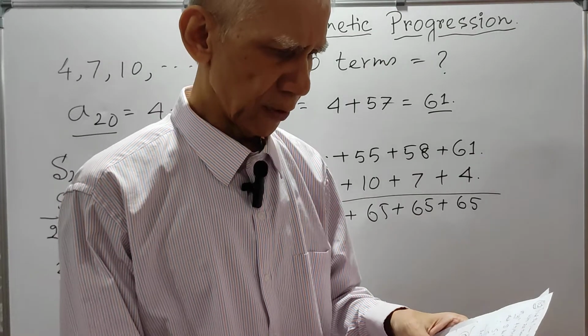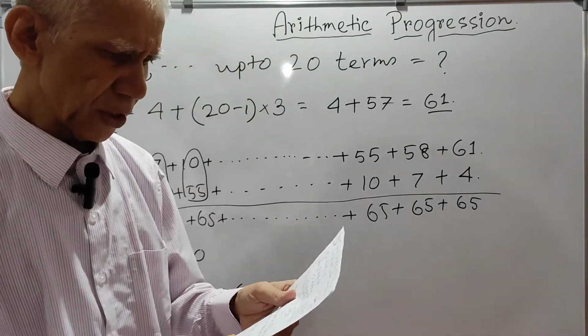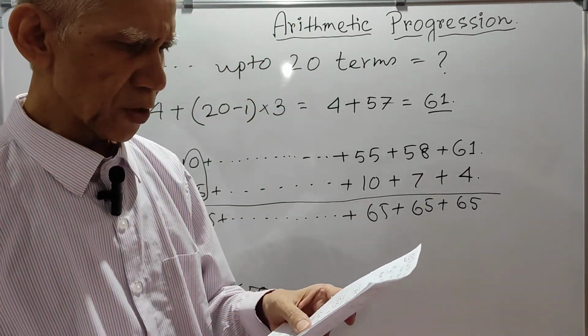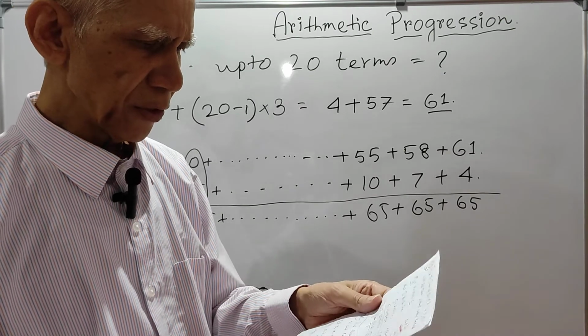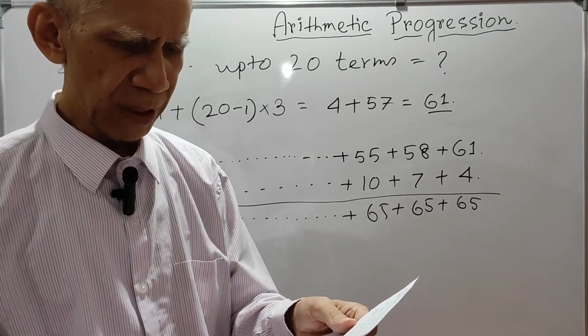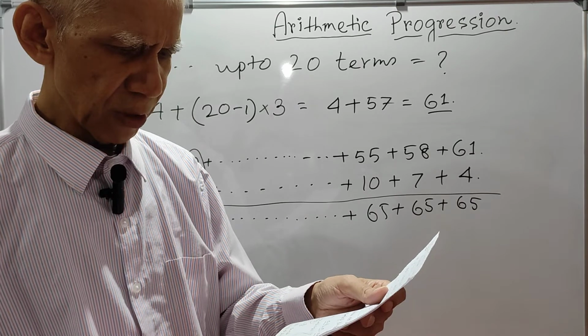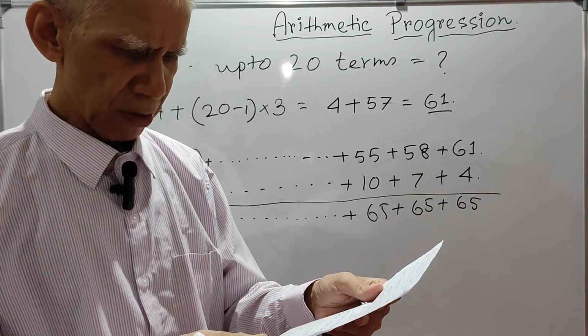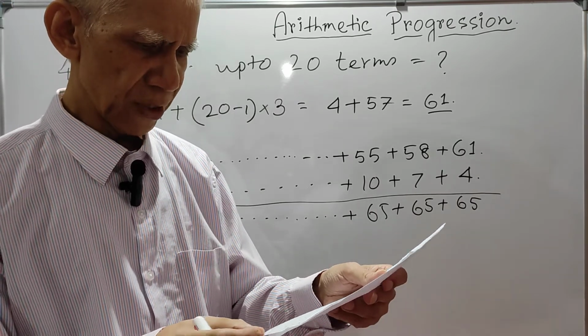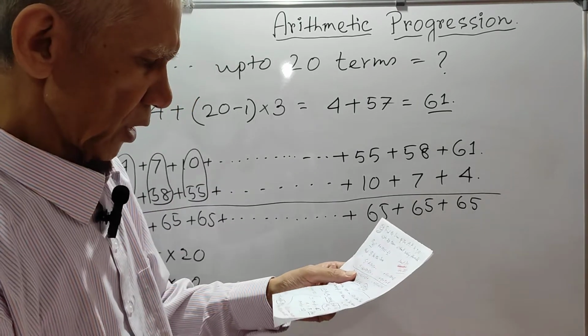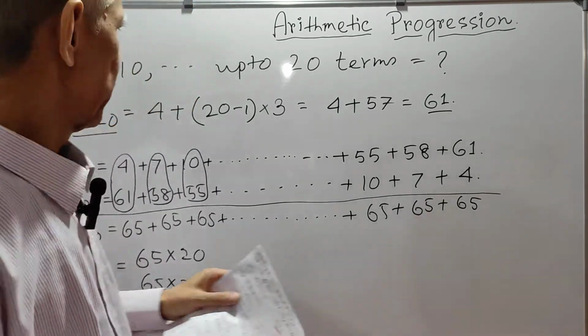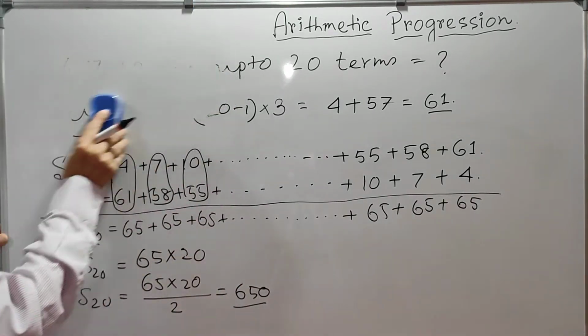Now, the second question. Find three numbers in AP whose sum is 21 and the ratio of first term to third term is 2 by 5. Now, this was sent to me by Rohan Nath of some school. Place is not mentioned. It was sent to me by Rohan Nath.